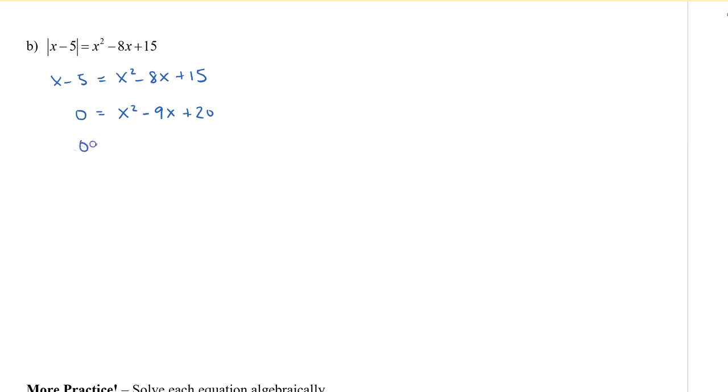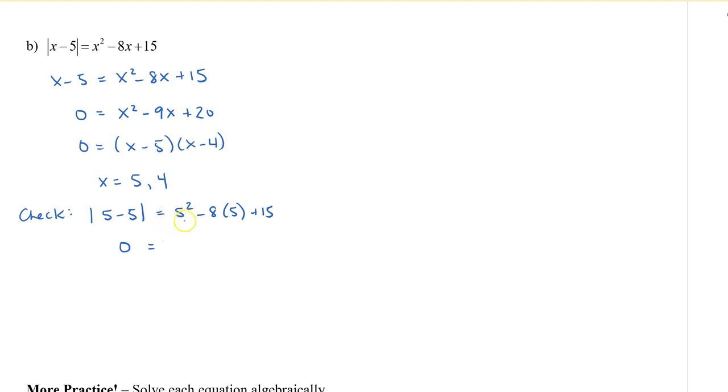We can see that this can factor, so this will be factored to (x minus 5) and (x minus 4). So x equals 5 and 4. Let's do the check again. We're going to plug in 5 wherever we see x. On the left side, we get 0. On the right side, we get 5 squared, which is 25 minus 40, so it's negative 15, and then plus 15. This side also equals 0. So yes, 5 does work, so that's good.